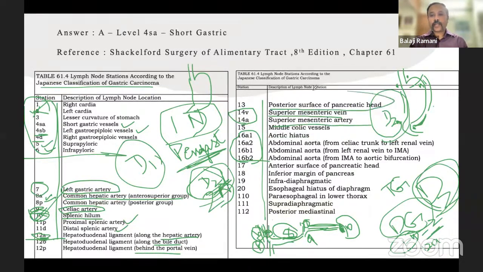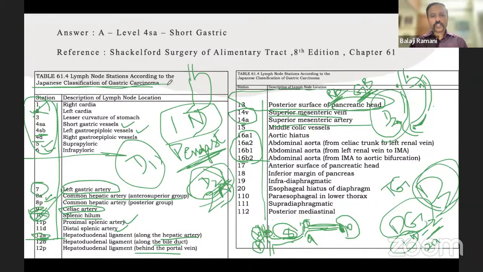or station 13 is very important, especially in patients with GB malignancies. So whenever you have a gallbladder malignancy, the retropancreatic nodes are important. We call them retropancreatic nodes, not retroperitoneal, my friends. Station 13 is very important because if these nodes are involved, there is a very high likelihood that the patient will have a distant metastasis. So these are the stations of lymph nodes which are classified according to the Japanese gastric cancer classification.